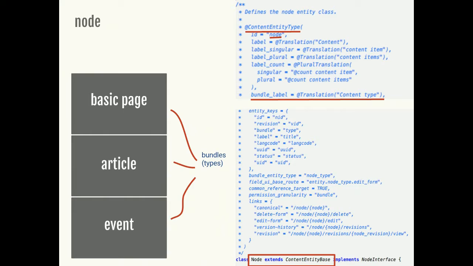So we can see that these are nodes. We set the ID to be node, and then we can see that this bundle label is content type. So these categories we have that share some properties are bundles or types. In the UI, mostly what we see is type, not bundle, but sometimes you still see bundle, like in Drupal 7 paragraphs, I think it was paragraph bundles, not paragraph types, but it's the same thing.